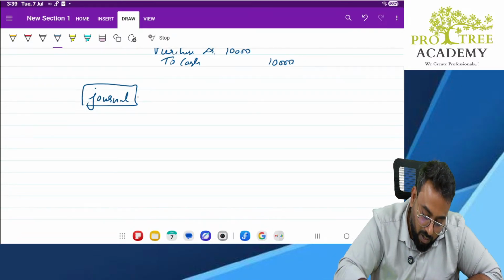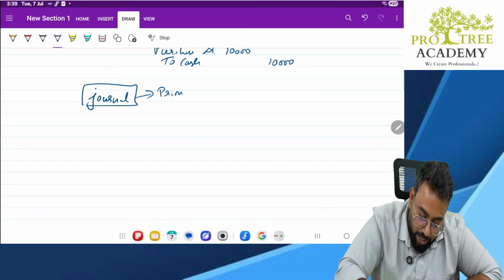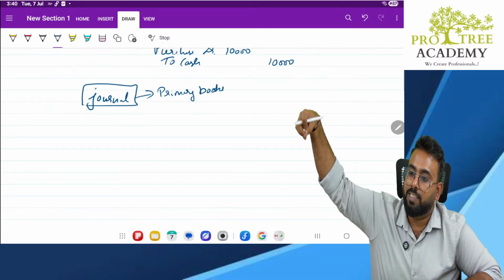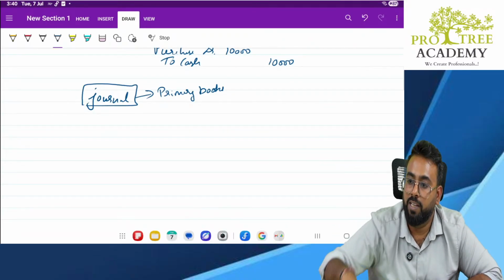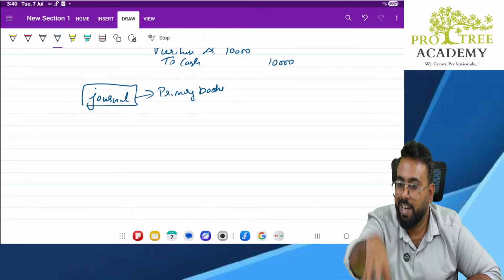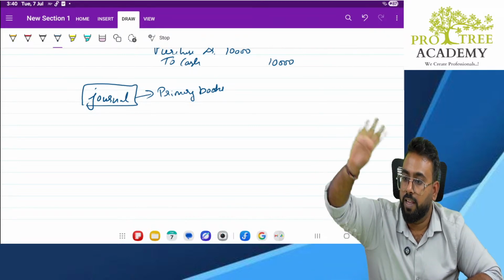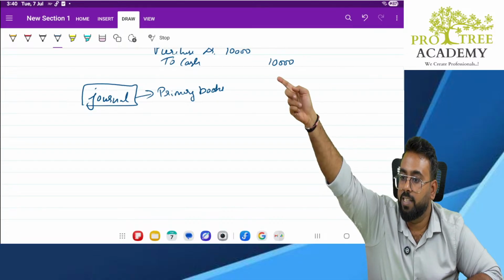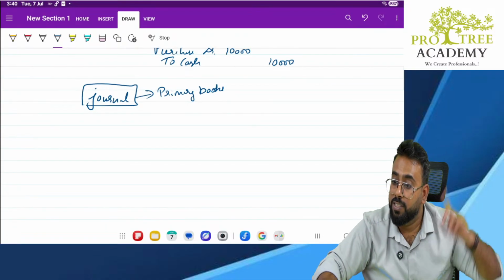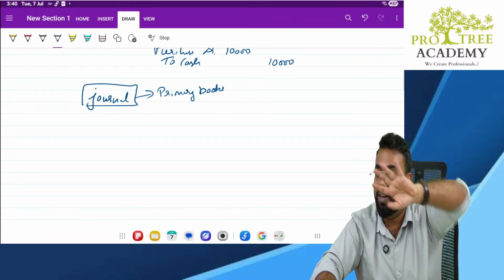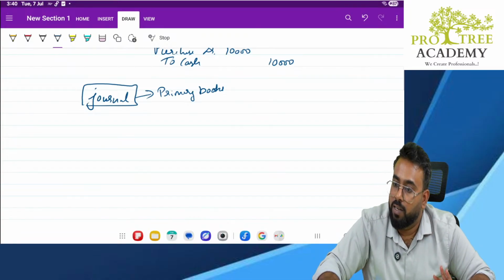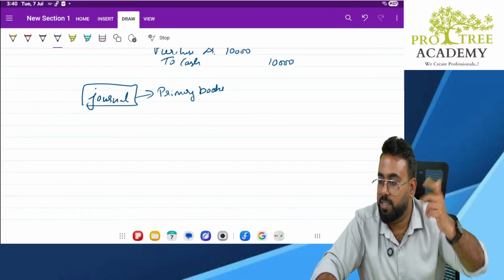The journal can also be called a primary book, because the source of information for further classification depends upon the transactions being recorded in the journal. Correct or no? It is a source. From that information only we do recording, classifying, summarizing. Recording is happening in the journal, so it is a source. Source for what? Source for classifying and summarizing. Clear? So that is your journal. Now, once we record in the journal, what next?